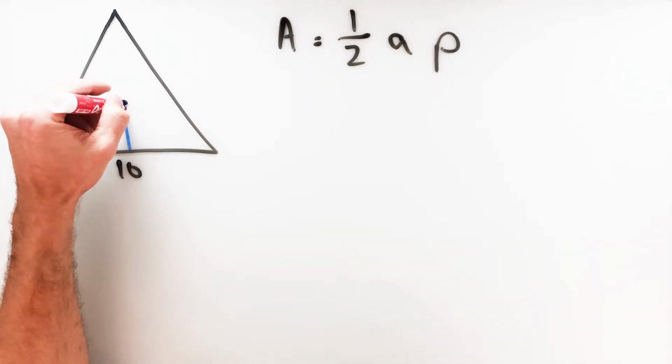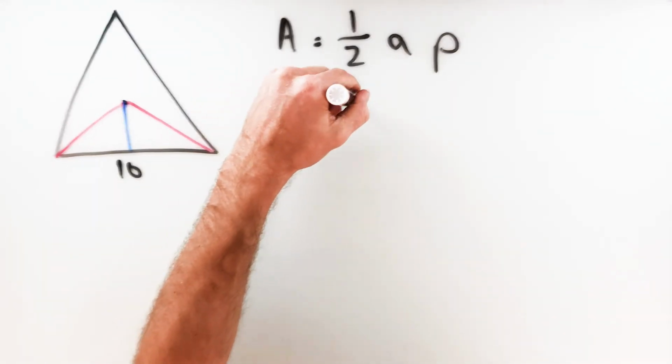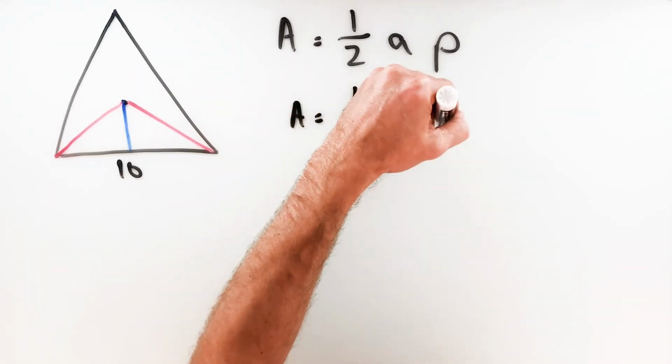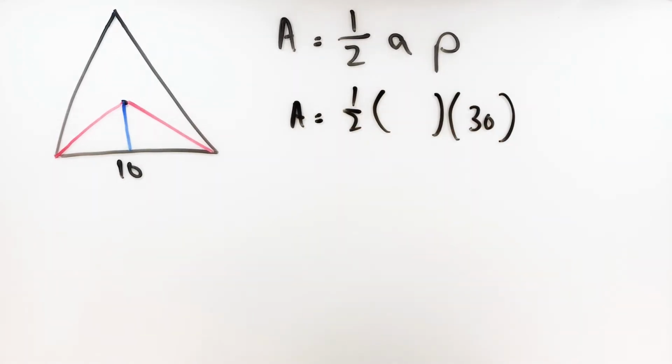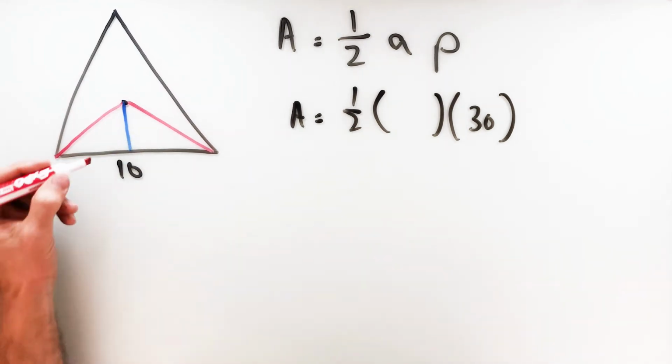Go ahead and draw a radius around there, like so. Okay, good news is we already have the perimeter. Since we have a side, all the sides are going to be 10. So 10 times 3 is 30. So let's start there. So I got 1/2 apothem times perimeter, where the perimeter is 30. So all I need here now is the apothem. I'm trying to find that value right there.